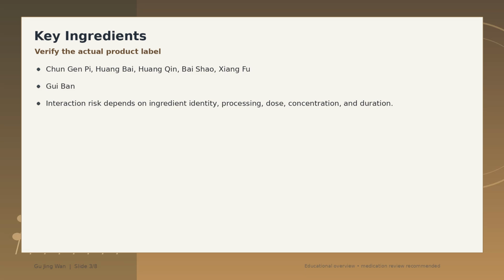Key herbs commonly associated with this formula include Chun Jian Pai, Huang Bai, Huang Qin, Bai Shao, Xiang Fu, Gui Ban. In classical formula analysis, some herbs address the principal mechanism, others support the chief action, and others harmonize or direct the prescription. The exact composition can vary by lineage, manufacturer, granule concentration, and modification. For interaction analysis, the actual ingredient label and dose are more important than relying only on the traditional formula name.